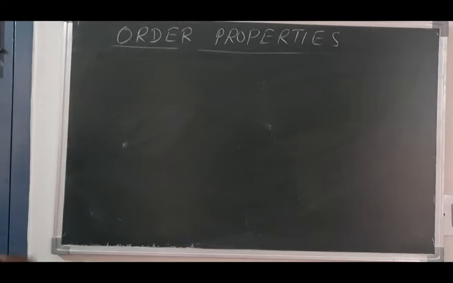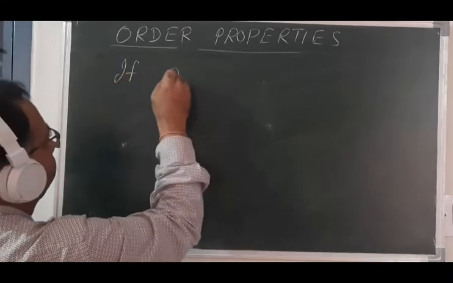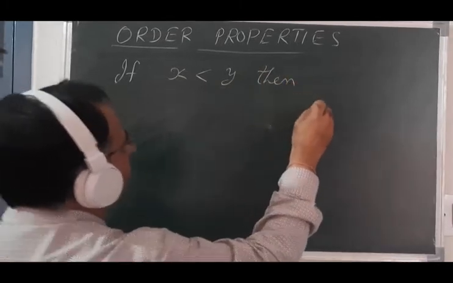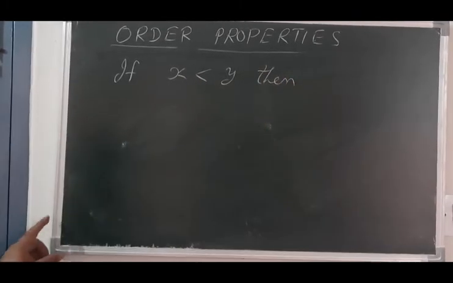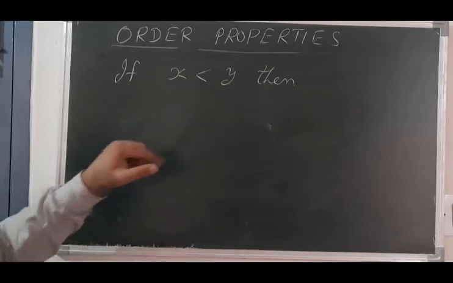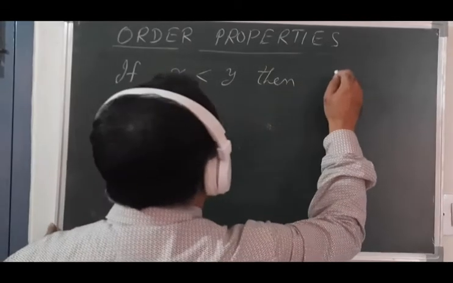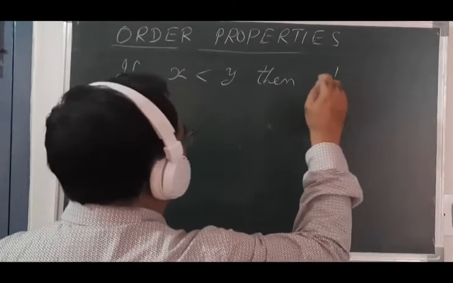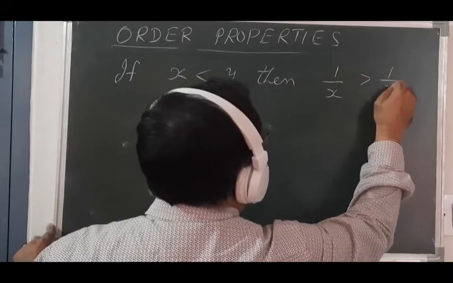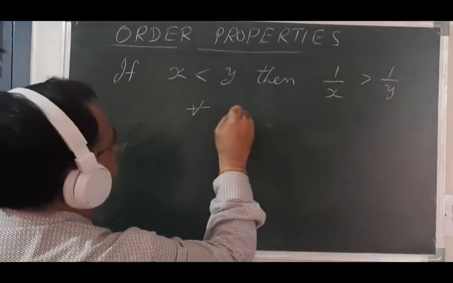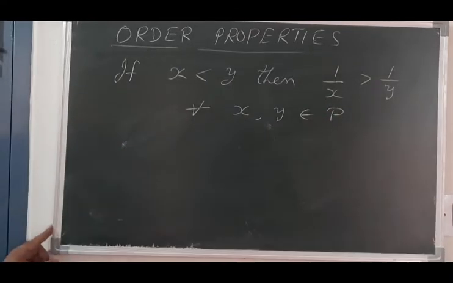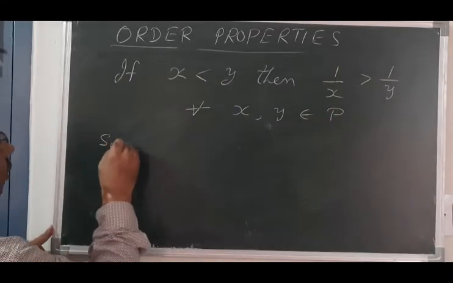Next is, if x less than y, then if I take reciprocal both sides, the sign of inequality changes. So 1 over x becomes greater than 1 over y for all x, y in P. Let's see the solution.